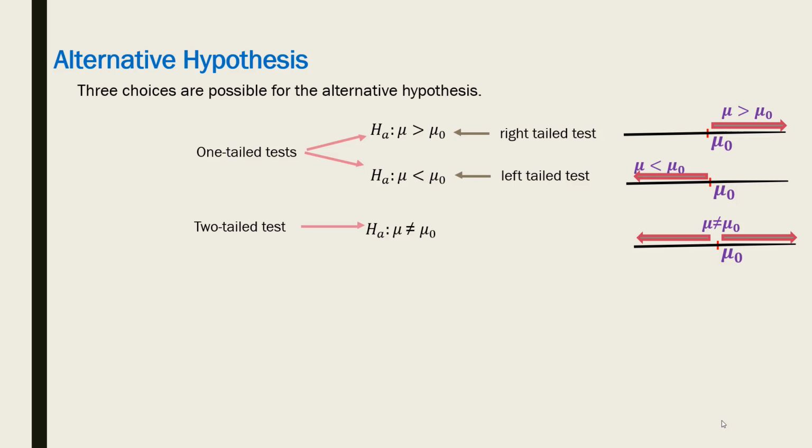We check both sides, because we check only mu not equal to mu naught. Suppose as an example we check mu not equal to 10. Then it can be any number, mu less than 10 or mu greater than 10, on both sides. That's why we call it a two-tailed test.